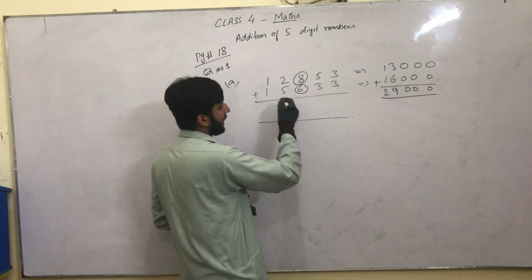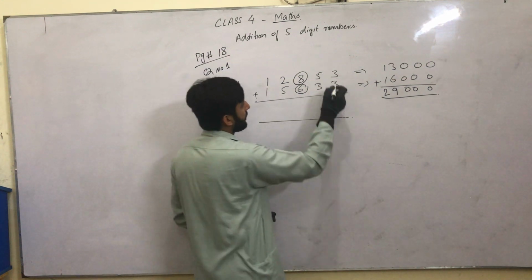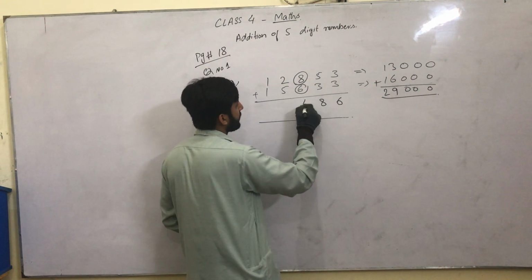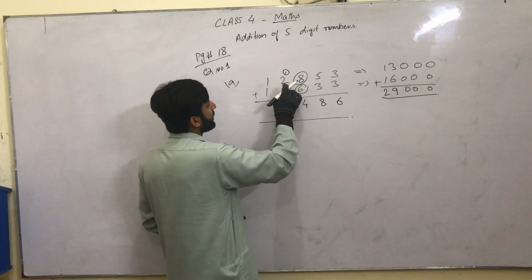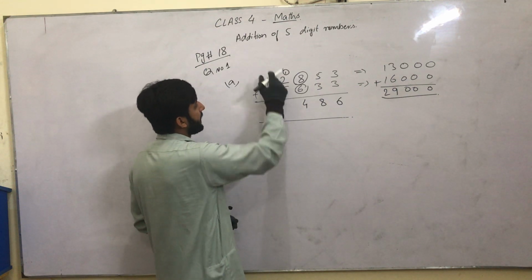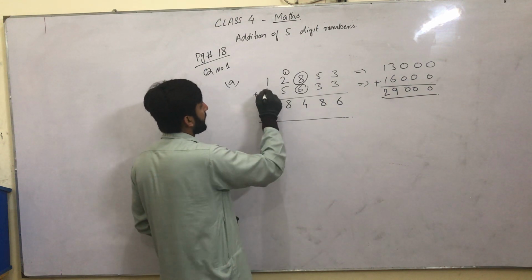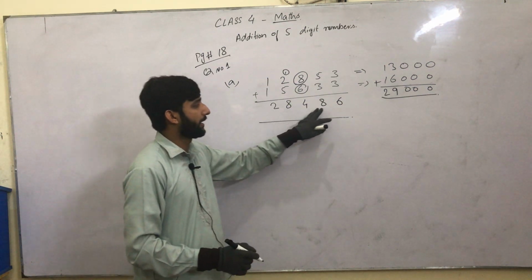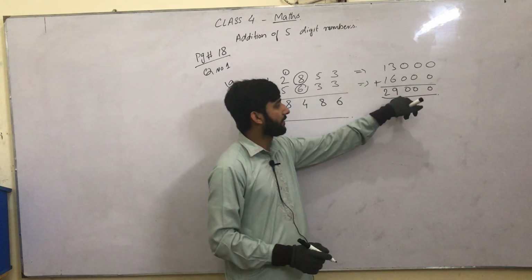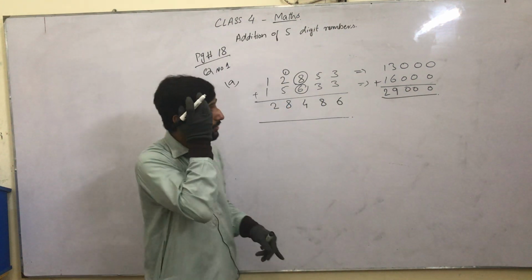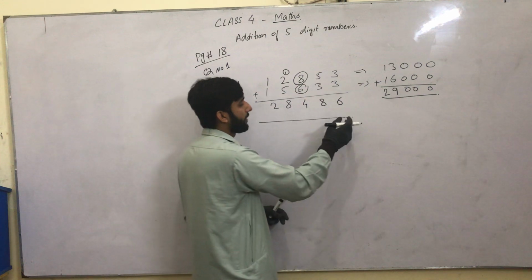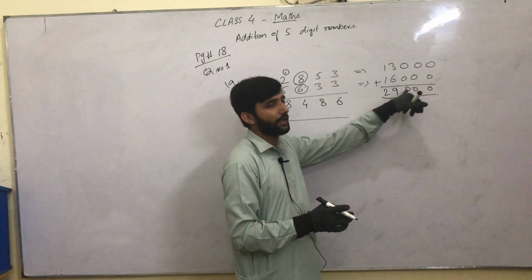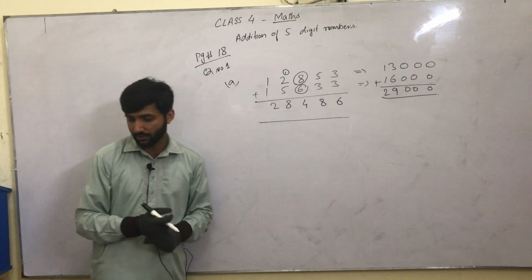Now I have to work out this question. 3 plus 3 is 6, 5 plus 3 is 8, 8 plus 6 is 14, 4 and 1 carry, 5, 6, 7, 8, and 1 and 1 plus 1 is 2. So the answer is 28,486, whereas the estimated value is 29,000. So you can see the difference between the two is very minute. This is how to solve question number 1.